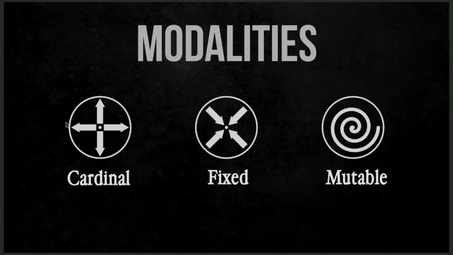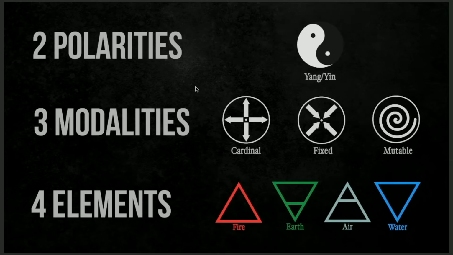There's the cardinal mode, which is this outward moving directional force, which we describe as being of a centrifugal force. There's the fixed mode, which is the inward moving, centripetal energy. And then there's the mutable mode, which we're describing as a spiraling energy, an energy that wants to distribute, to disseminate, to mutate, to evolve. Okay? So those are the three modes.